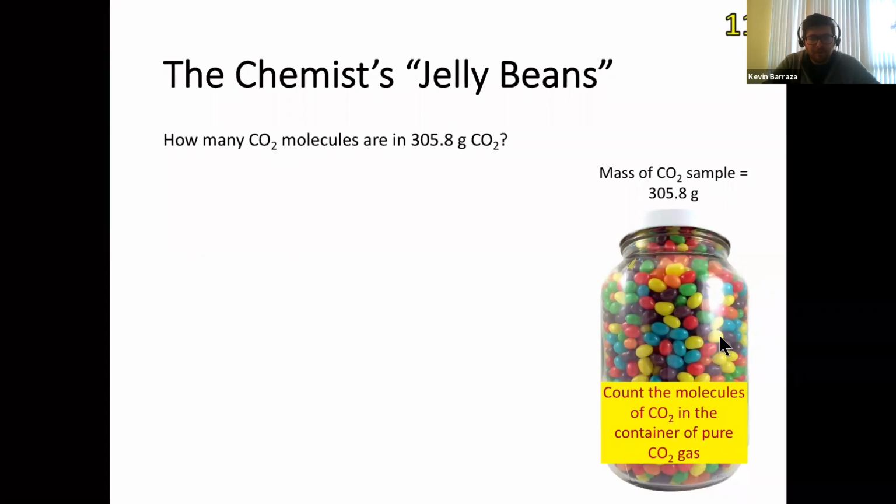Maybe it's a balloon. So replacing our analogy, we're now counting the molecules in a container. And instead of the mass of the jelly beans, we have the mass of the sample, the mass of the substance is this value. So now we ask, what do we do? Well, we want the molar mass to connect how heavy to how many.